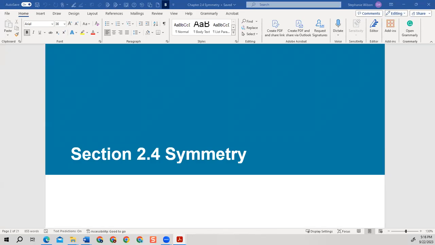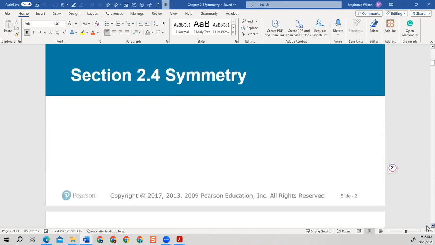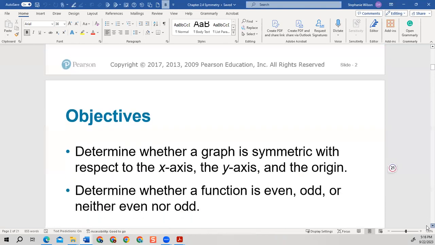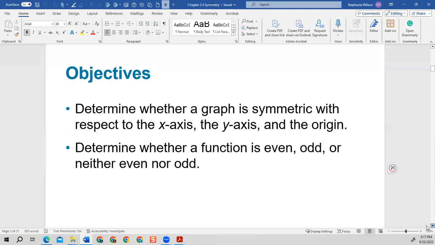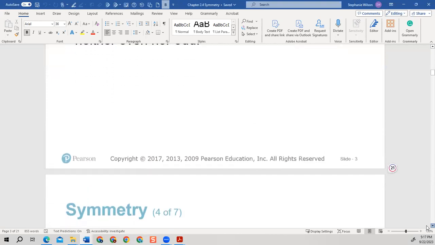In this section, we're going to talk about symmetry. If you would like to pause this and just read over the objectives, go for it. What we're going to do is determine whether the graph is symmetric with respect to the x-axis, the y-axis, and the origin. Determine whether the function is even, odd, or neither even nor odd.